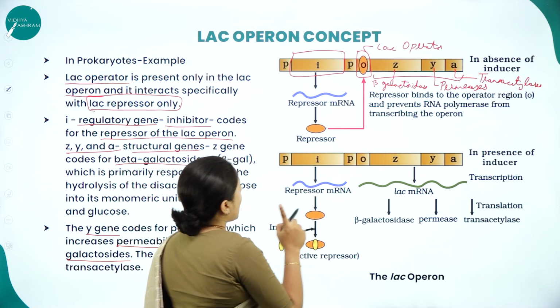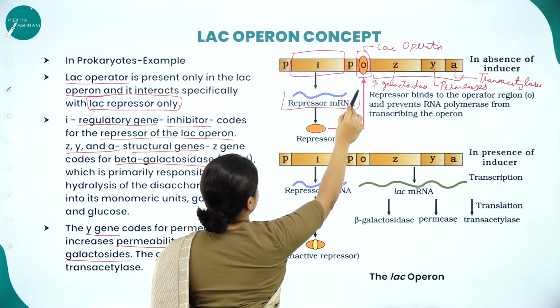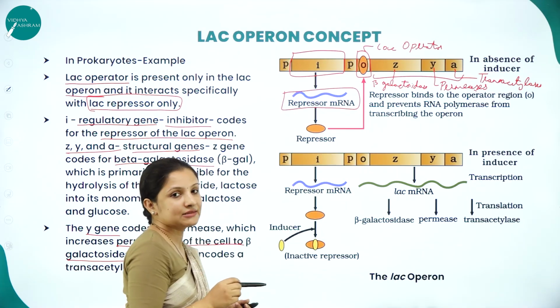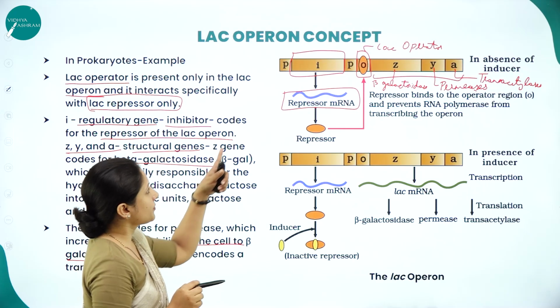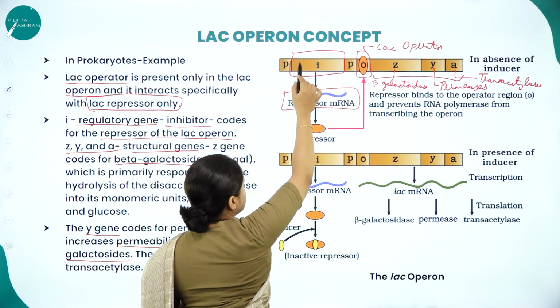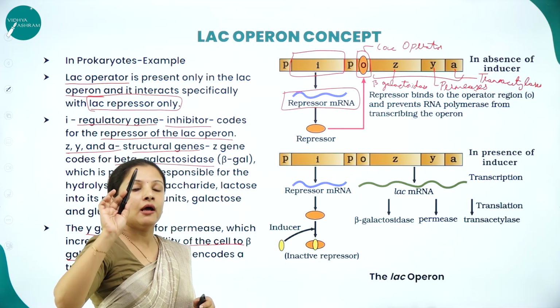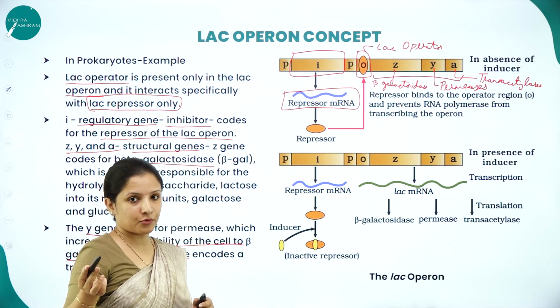Now, in the absence of lactose, what happens? Say for example, there is a repressor mRNA that is being synthesized. So this is the repressor region, right? So I is the repressor region. So obviously, during the process of transcription, a repressor mRNA will get produced.